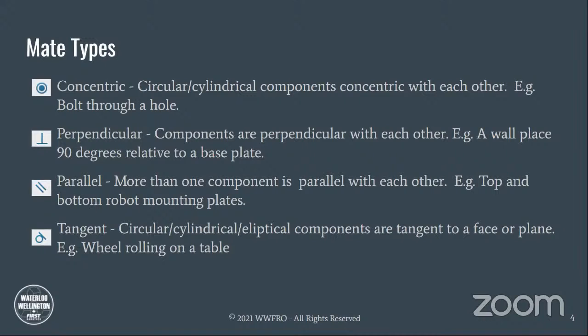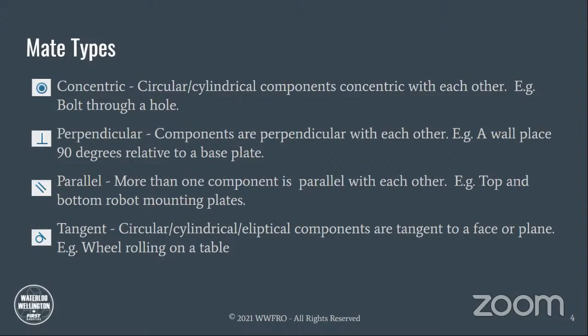So the first mate we'll talk about is concentric. You can see it's denoted by two circles that are concentric to each other. And that's usually if you have two circular or cylindrical components and you want them to be concentric together, hence the name concentric. A good example of that is if we're putting a bolt into a hole or a pin into a hole, or basically anything round into a hole, that would be a concentric type mate. And it only will make it concentric to that hole. It won't define the height of it. So even though it's concentric to the hole, you can still lift it up and down and in and out of the hole, because it's only defining one part of that mate relationship, which is the concentric part.